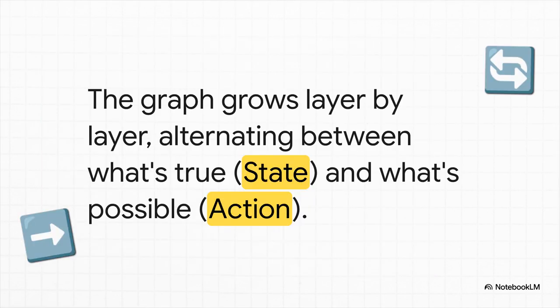So you start to see this awesome rhythm emerge, right? From a state of possibilities, we figure out all the possible actions, and those actions, in turn, create a new state of possibilities, which then allows for a whole new set of actions. The graph just keeps growing forward, literally mapping out the future layer by layer.